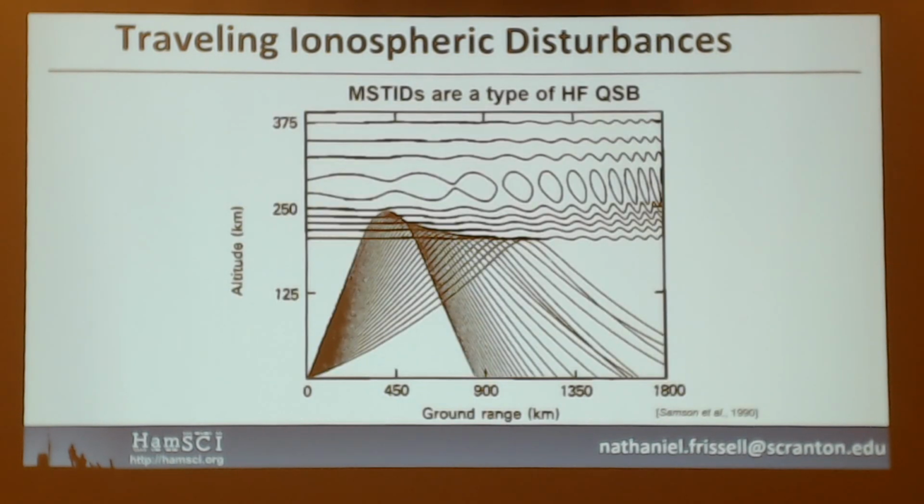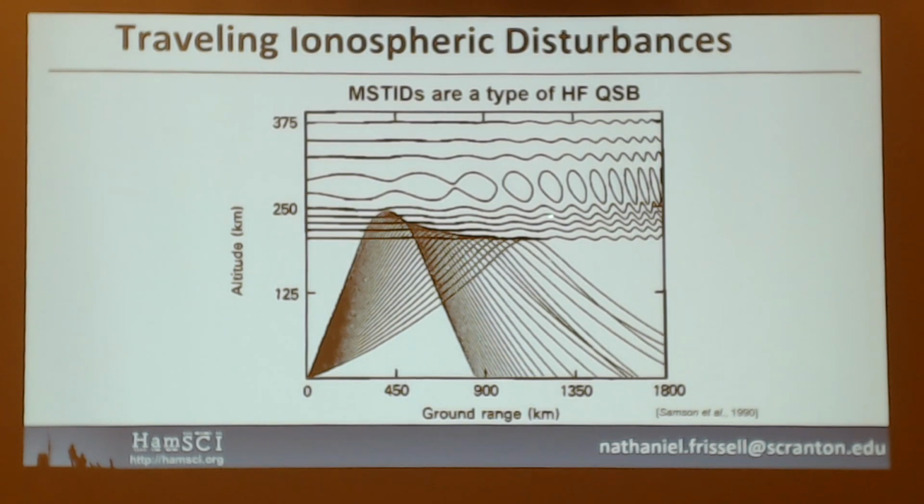So MSTIDs, LSTIDs, it's traveling ionospheric disturbances. They're a type of high-frequency fading, QSB. And the reason that is, if you have a transmitter over in one place, or a receiver, this is bidirectional, and you're sending a number of HF rays, say somewhere between 3 to 30 megahertz up to the ionosphere, they will get refracted back down.